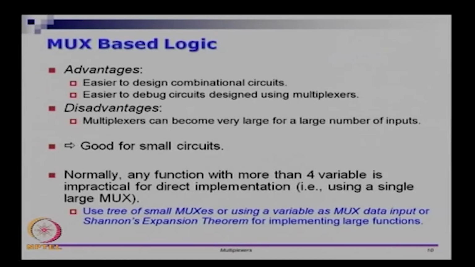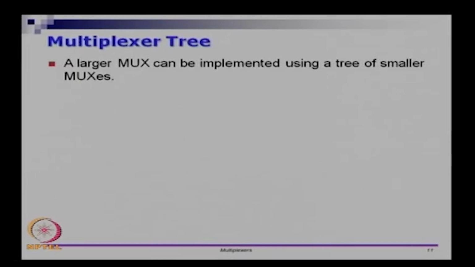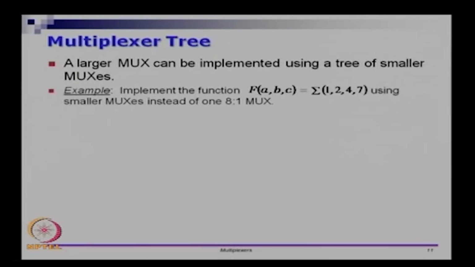So normally, if you have a function which has more than 4 variables, then you don't usually use a mux based thing. You can't use a single multiplexer for this. You can use a combination of multiplexers, but a single multiplexer becomes prohibitively expensive the moment the number of inputs goes to more than 4. So what you typically do is you use what is called a multiplexer tree. A multiplexer tree is one in which you have smaller muxes instead of the larger mux.